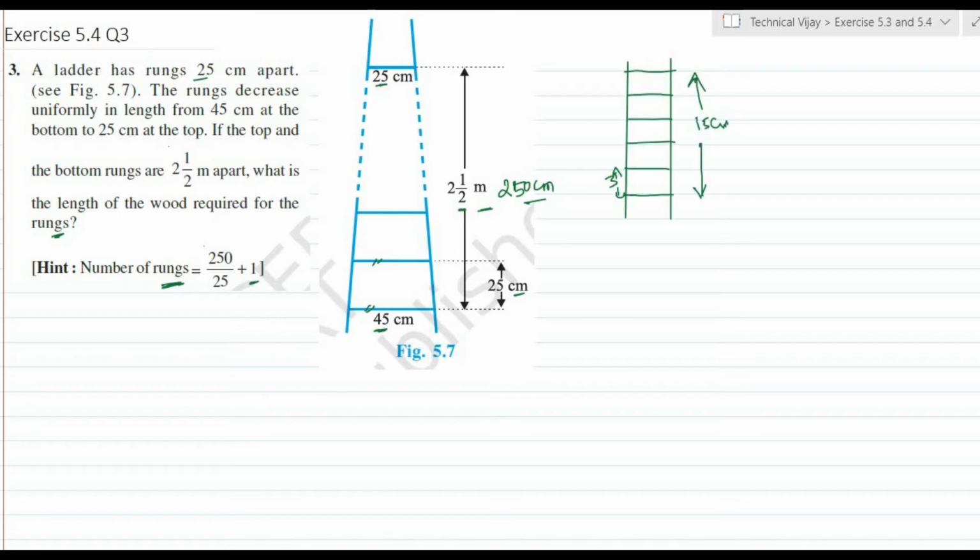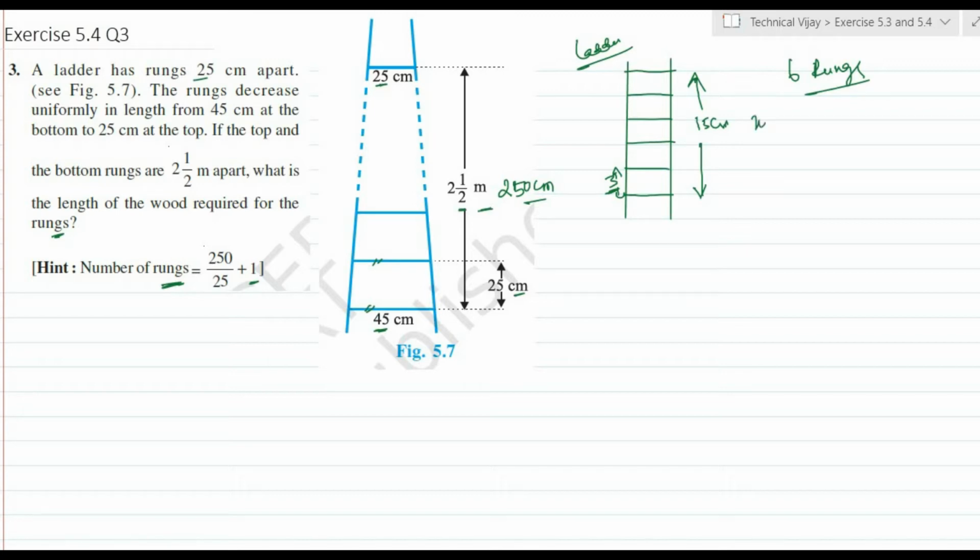You see here, for example, we will consider this is a ladder. So here there are 1, 2, 3, 4, 5, 6 rungs. 6 rungs are there. Each rung is separated by a 3 centimeter distance. So total length will be 15 centimeter. You see here 3, 6, 9, 12, 15.